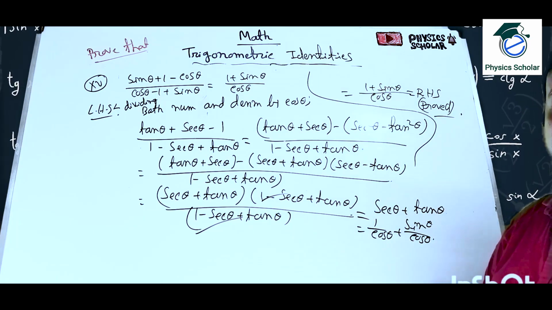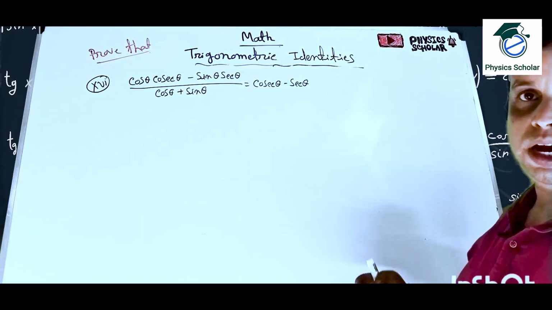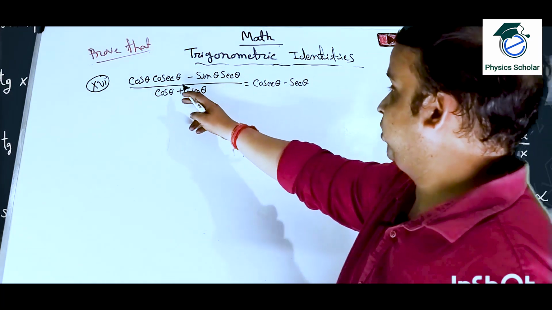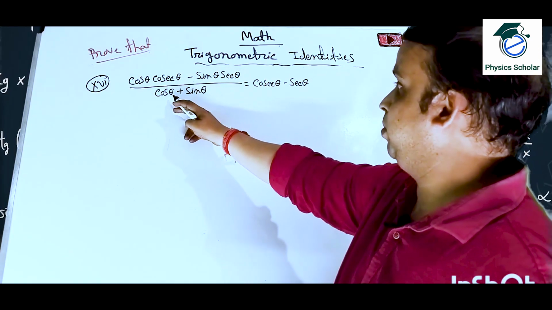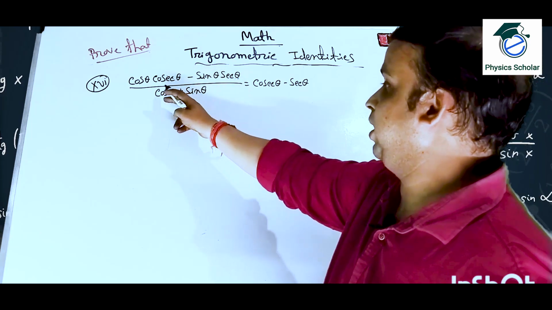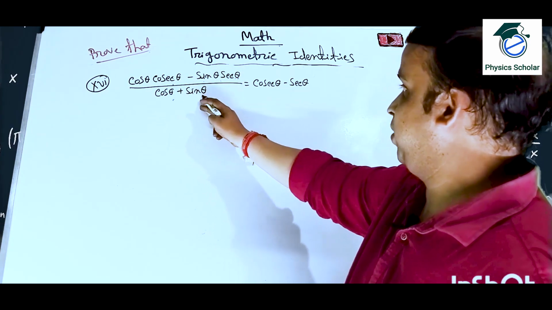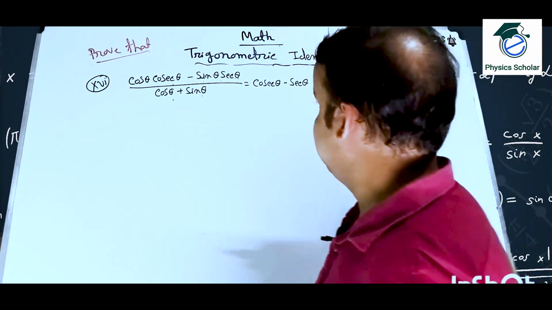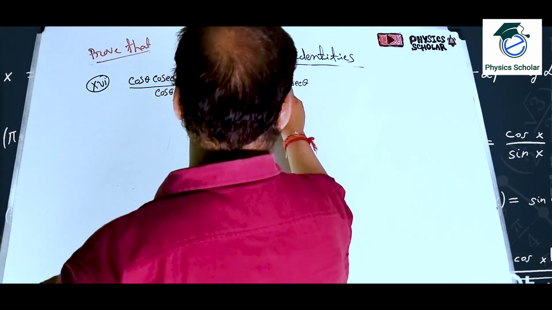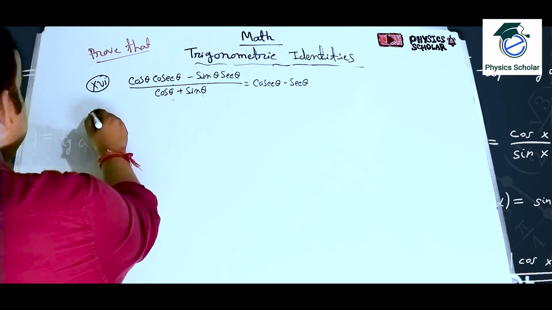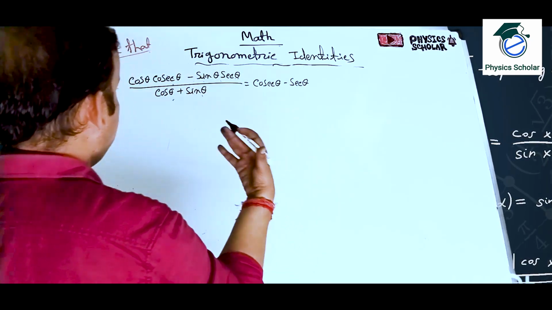Now let us move to the next sum. Now moving forward to the next sum. It is cosec theta cos theta minus sin theta sec theta divided by cos theta plus sin theta is equal to cosec theta minus sec theta. Whether it is a or theta or phi or b, that doesn't matter. Clear? Now you have to understand how to do this sum.